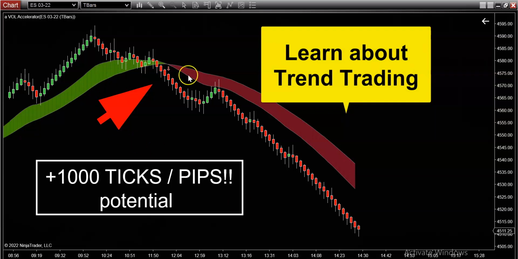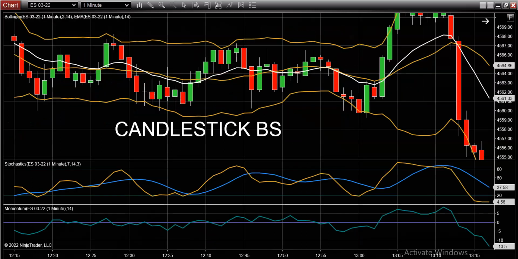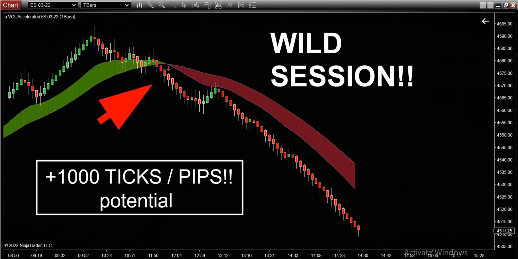It's so simple. It's so clean. Again, here's a trend trading chart and here's a candlestick BS chart. You tell me, does this one look better or does this one look better?